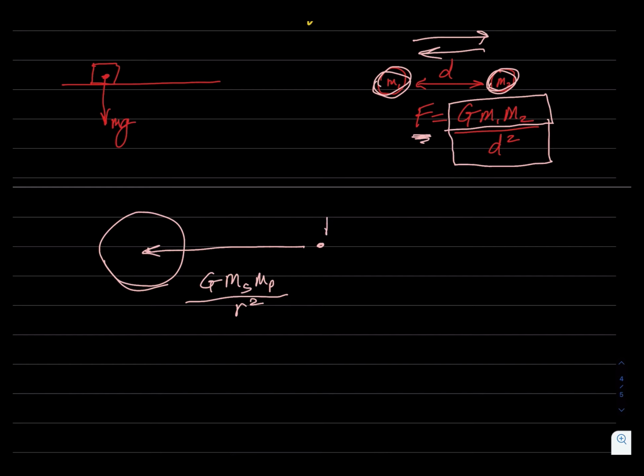The planet is pulling on the sun with the same force. Now, the sun isn't moving very far. The sun isn't orbiting the planet rapidly, but the planet is still pulling on the sun with the same force, because that's what the equation says.